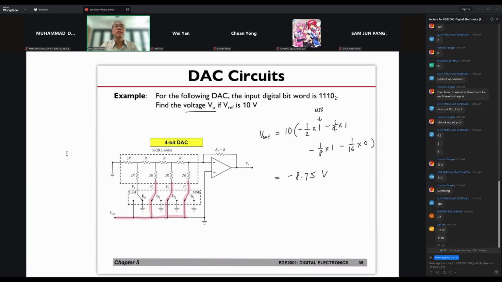Right. Now, if you look at this, it is going to give you a factor of minus half, and then a factor of minus 1/4, minus 1/8, and minus 1/16 accordingly.